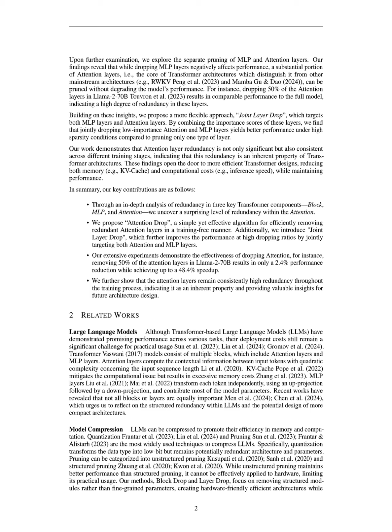The attention drop technique specifically targets attention layers, revealing that a significant portion can be pruned without degrading performance. For instance, dropping 50% of attention layers in Llama 2-70B results in only a 2.4% performance reduction while achieving a 48.4% speedup. Building on this, joint layer drop combines the importance scores of both MLP and attention layers, allowing for a more flexible pruning strategy that targets low-importance layers from both types simultaneously.